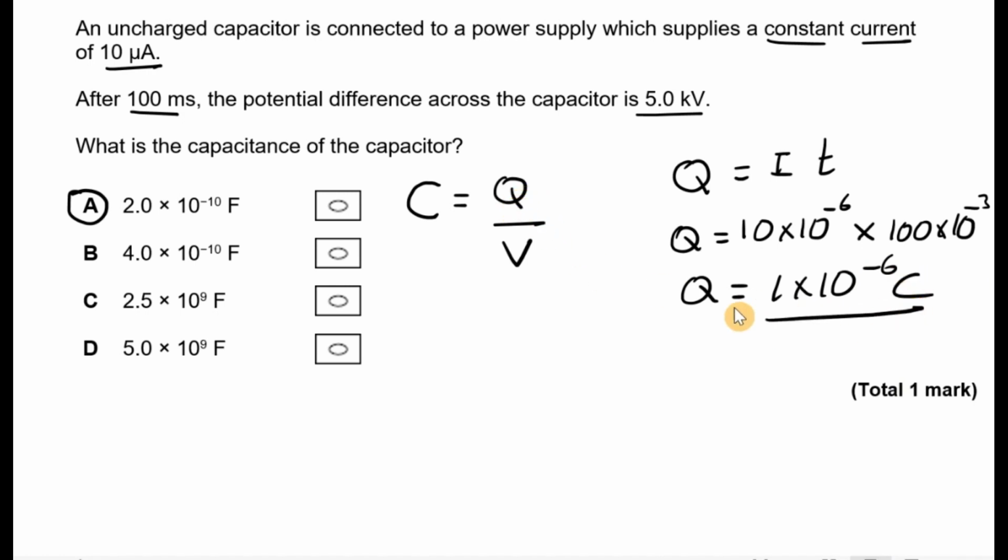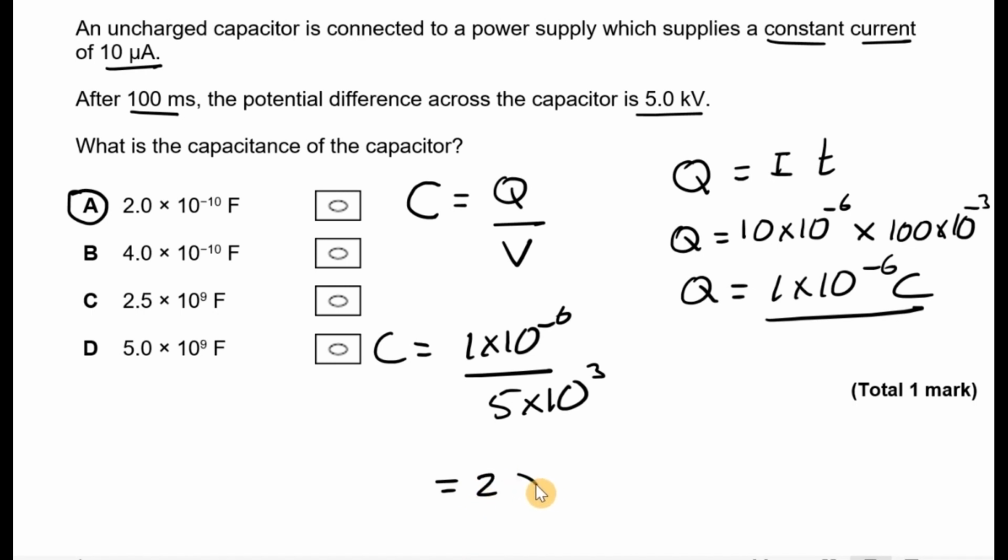I can now put that charge into this equation and divide it by my potential difference, which is 5 kilovolts, or 5 times 10 to the 3 volts, and I'm going to get a capacitance of 2 times 10 to the minus 10 farads.